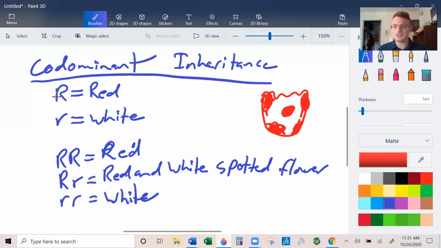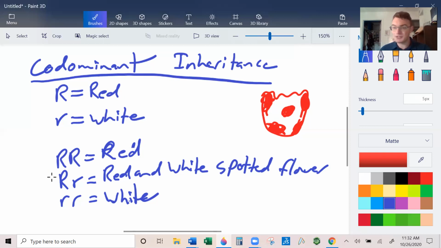So we just decided that the big R was going to mean red and the little r was going to mean white, because in a codominant situation, neither the big R nor the little r is strong enough to overpower the other one. So they both show up in spots, in patches. They each have their own little territory that they show up in. So you will have a flower that has red spots and white spots. Sometimes it looks like splattered paint. You get some really cool patterns out of these flowers, and floral designers love these kinds of things. But that's a codominant problem.